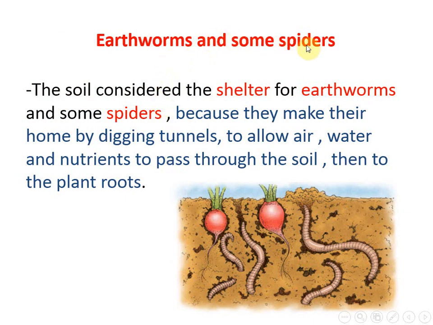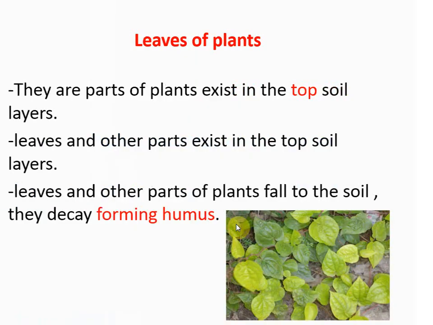Earthworms and some spiders. The soil is considered the shelter for earthworms and some spiders because they make their home by digging tunnels to allow air, water, and nutrients to pass through the soil, then to the plant roots.